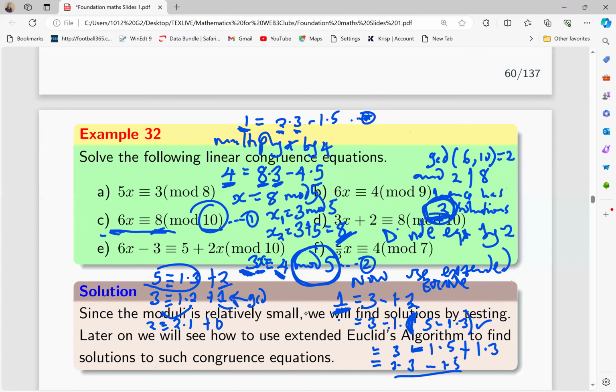So what are our solutions therefore? The first solution is 3. The second solution is 8. And those are the same solutions we got when we used trial. Those are the same solutions.